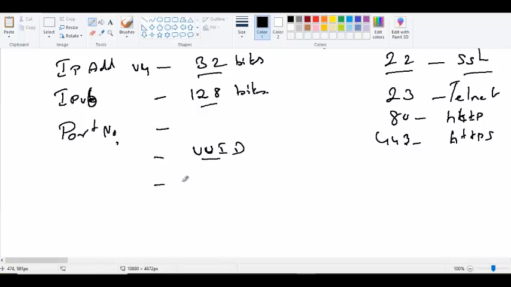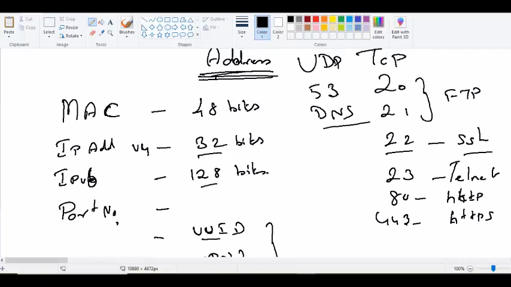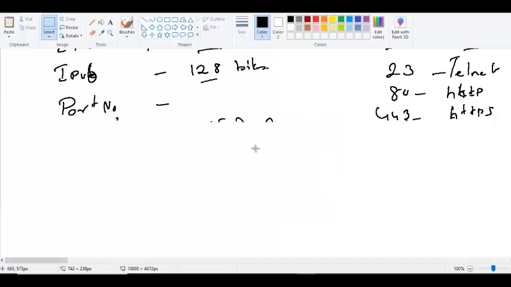WWPN address, WWNN address, worldwide port name, worldwide node name. These two are FC related, fiber channel related. Let's not get into that. I'm just giving you, there are many addresses we will come across in networking world. So if you find somewhere WWNN, WWPN, don't wonder, that's also a part of address. That is also to identify the storage devices in data center.